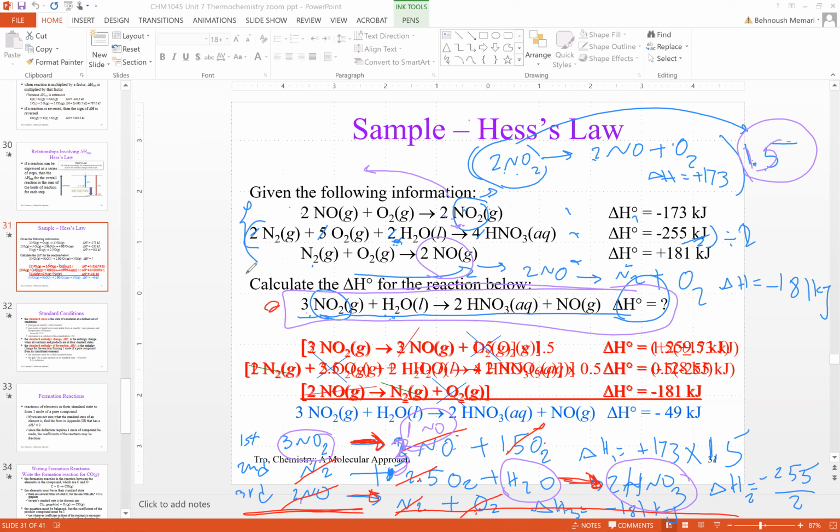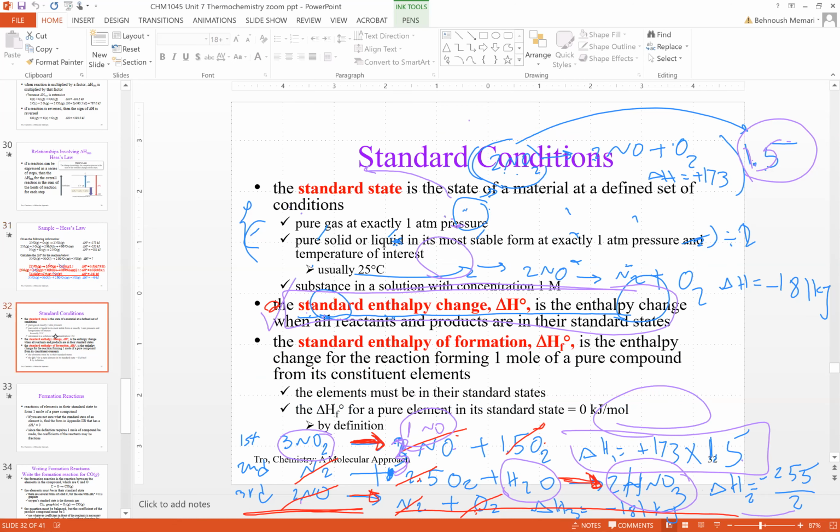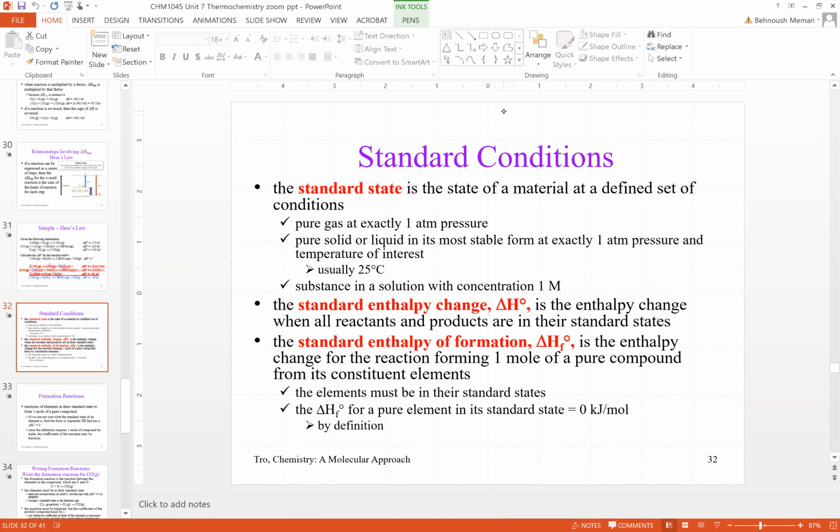Then when we add all these 3 revised reactions, whatever happens to the reaction, the same thing will happen to the delta H value. So reversing the reactions and adding them together, we come up with the final reaction. You do the same for the delta H values, and then you come up with the overall number here, minus 49 kilojoules, for that new reaction. This is known as Hess's law to find the delta H.